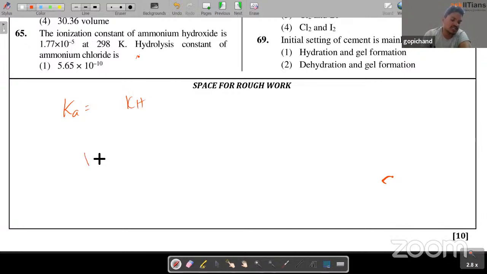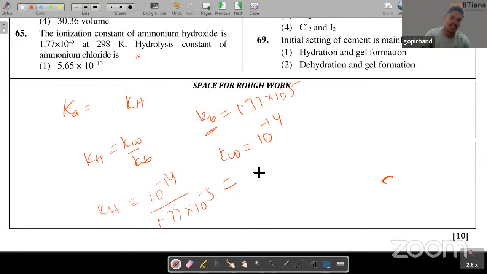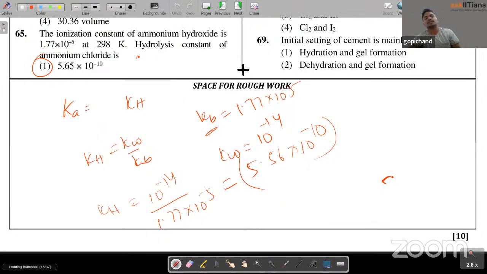So how do you find the Kh? Kh is equal to Kw by Kb. Okay. And what is Kb here? Kb, as it is an ammonium hydroxide, so the ionization constant can be represented Kb, that is 1.77 into 10 to the power of minus 5. And Kw is the ionic product of water, so that will be 10 to the power of minus 14. Kh is equal to 10 to the power of minus 14 divided by 1.77 into 10 to the power of minus 5. Upon doing the calculation, you are going to get 5.56 into 10 to the power of minus 10. So option 1 will be the most suitable answer for this question.